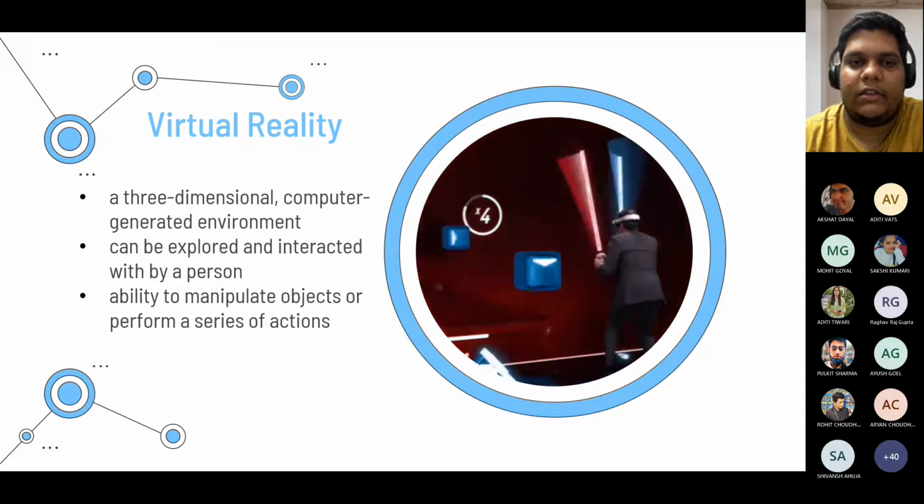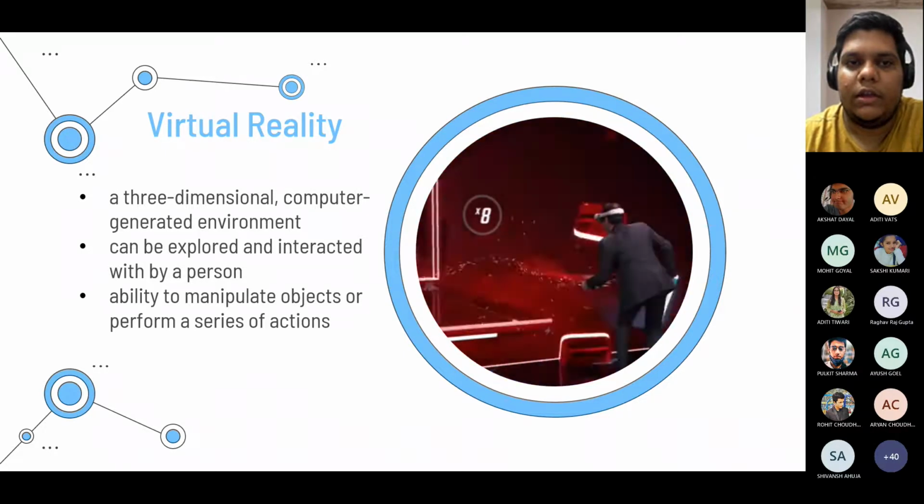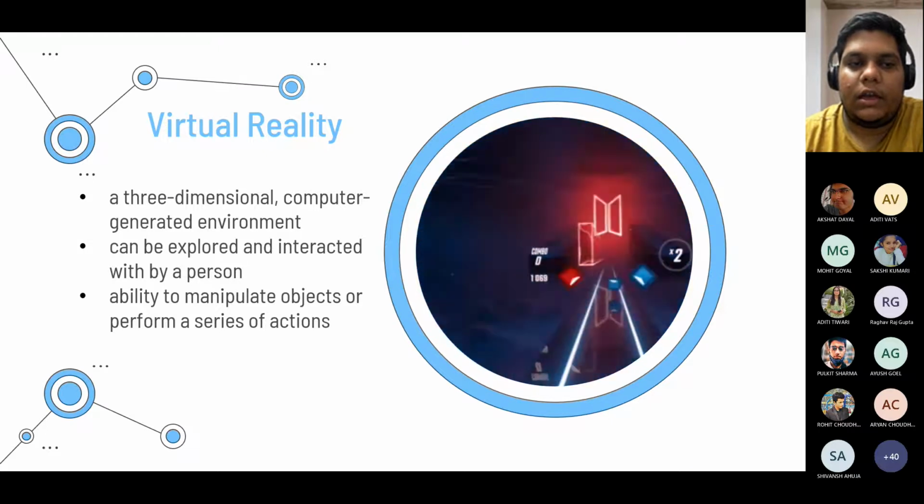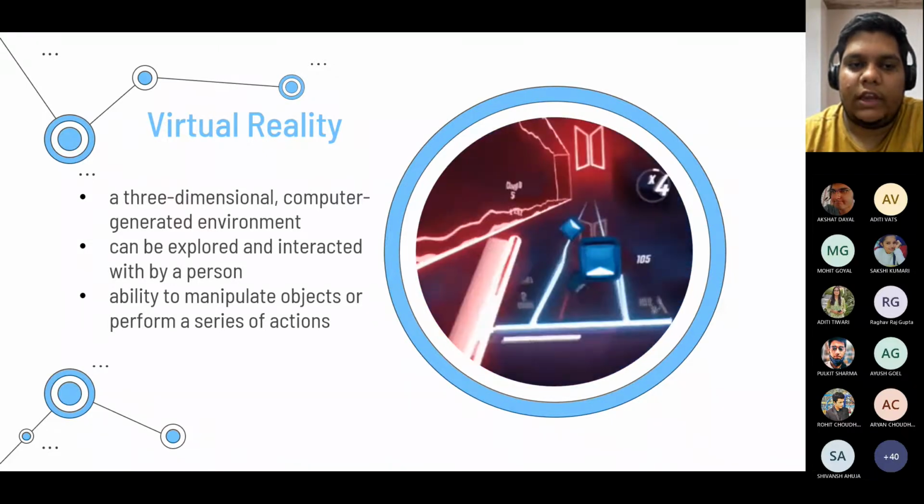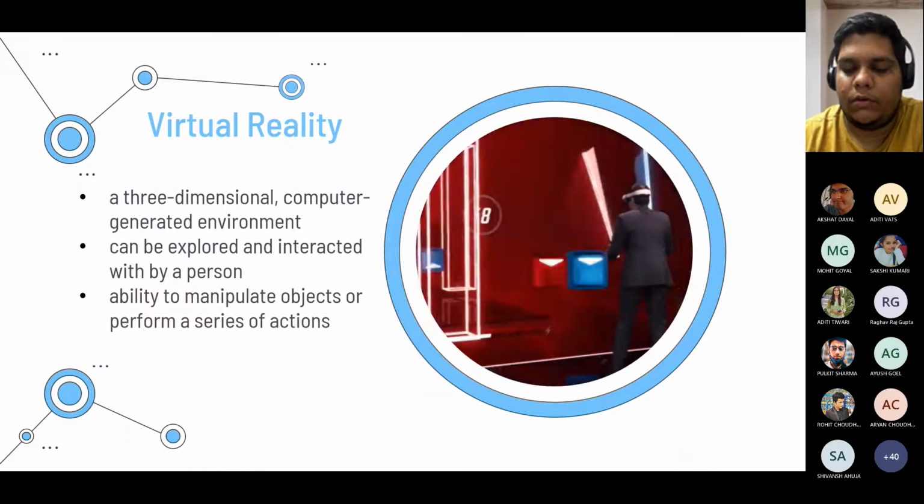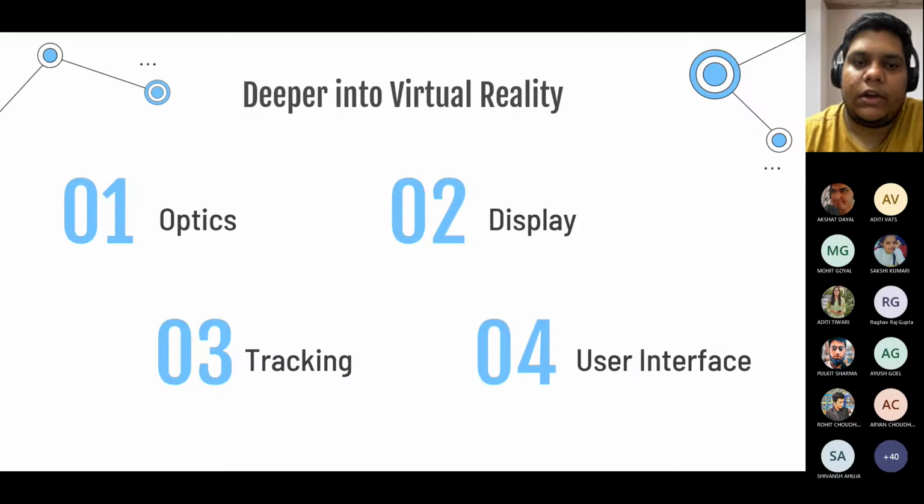Virtual reality is basically a three-dimensional computer-generated environment that can be explored and interacted with by a person, and the user has the ability to manipulate objects or perform a series of actions. So we know what virtual reality is, but now let's look at some of the components of virtual reality, like optics, display, tracking, and user interface. These are the major components involved in the development and the usage in actual real life of virtual reality.